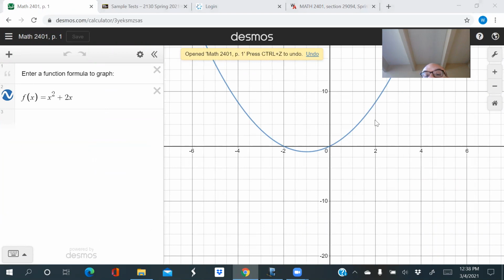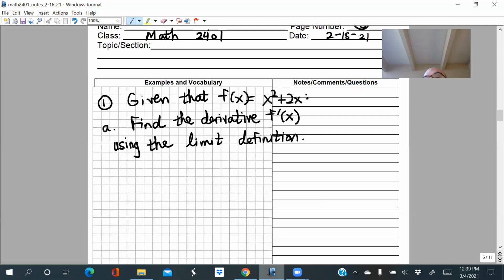It's just a parabola, right? So it's not a super interesting curve, but there it is. It's not a straight line. It definitely is a curve. It looks like the vertex is right about here, right? We'll look at that graph again a little bit later.